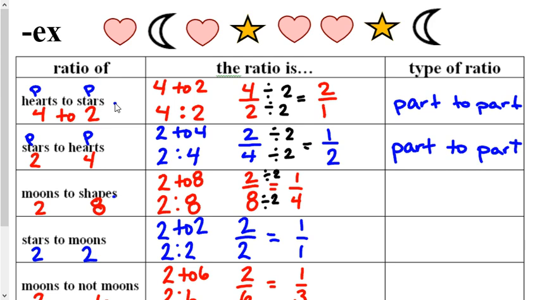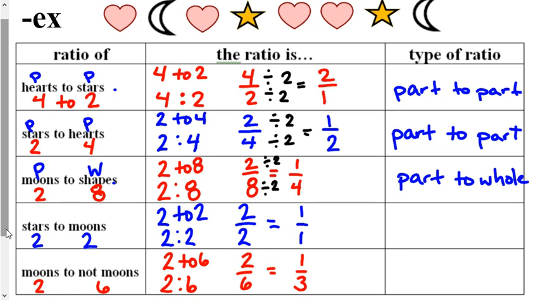For my next one, moons to shapes. The moons are part of my group. For shapes, the shapes included the whole group. It meant everything in the whole group. So this is a part to whole ratio. Now, I want you to think for just a minute about the differences between that and the part-to-part ratios we've done, and we're going to come back to that. Our next one, we're looking at the ratio of stars to moons. And when we look at that, the stars are a part of the group, and the moons are a part of the group also. So this one is a part-to-part ratio.